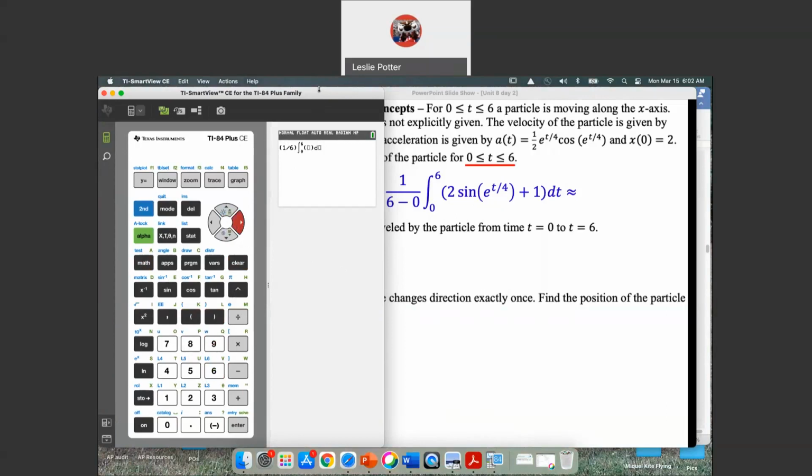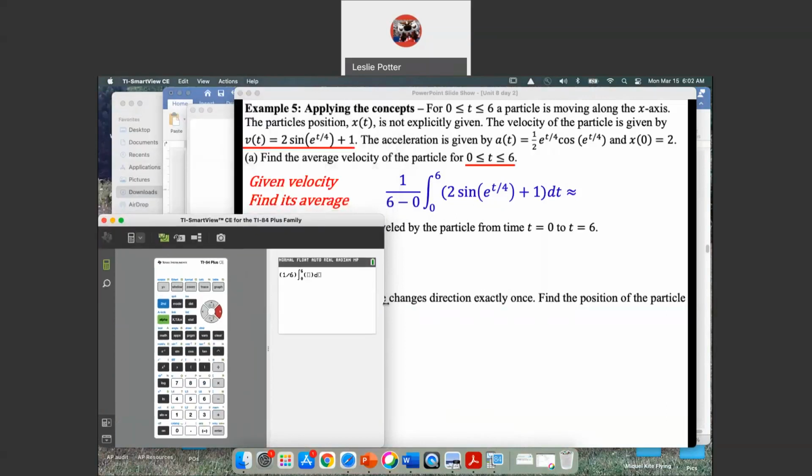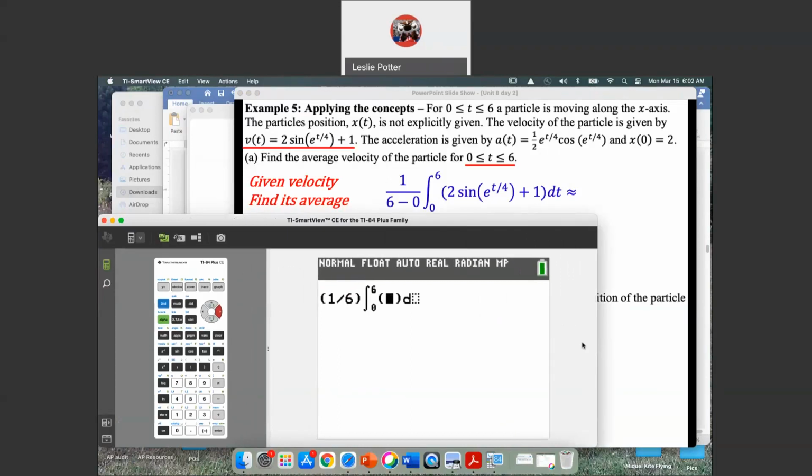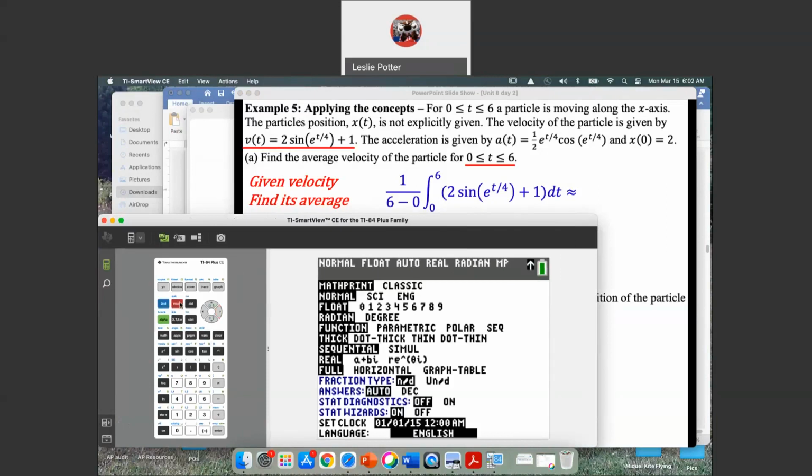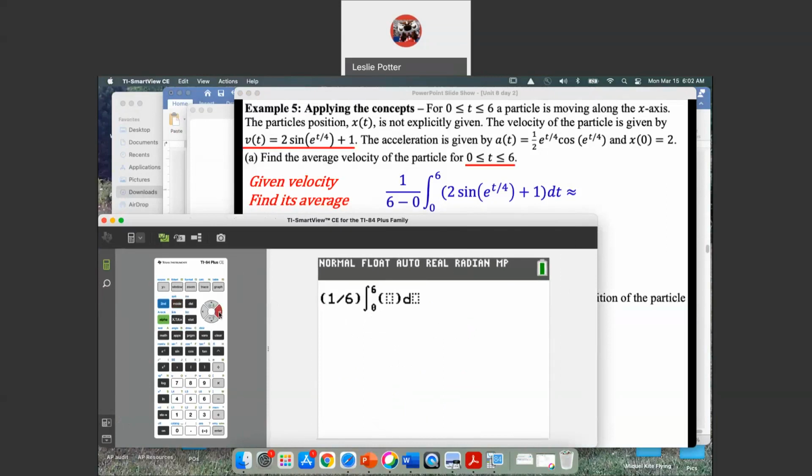Actually, I can make that shorter, and I can make this a little bit wider. There we go. Now I can't see my calculator real well, but if we look at the mode, we're in radian mode, so that's good. Just going to get back to the integrand location now. Okay, 2 sine e to the, so e to the t over 4. Now, our variable on our calculator is x, so we're going to put x divided by 4. And then dx, that's our variable of integration.